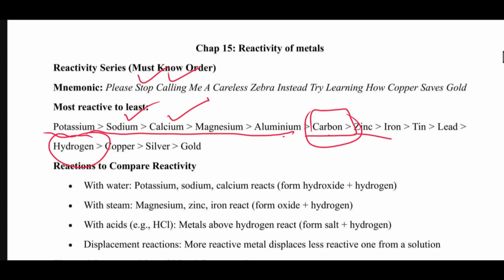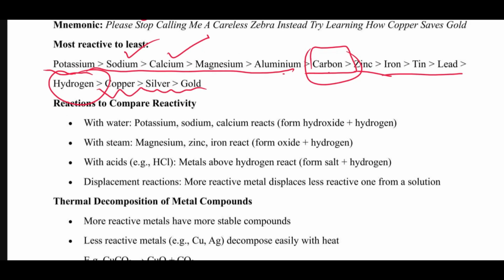And let's see, zinc, iron, tin, and lead. They are less reactive than carbon, but they are more reactive than hydrogen. And let's see what is the least reactive one. That is these metals, copper, silver, and gold. These are the least reactive ones. They are even less reactive than hydrogen. So now let's see the reactions compared to their reactivity.